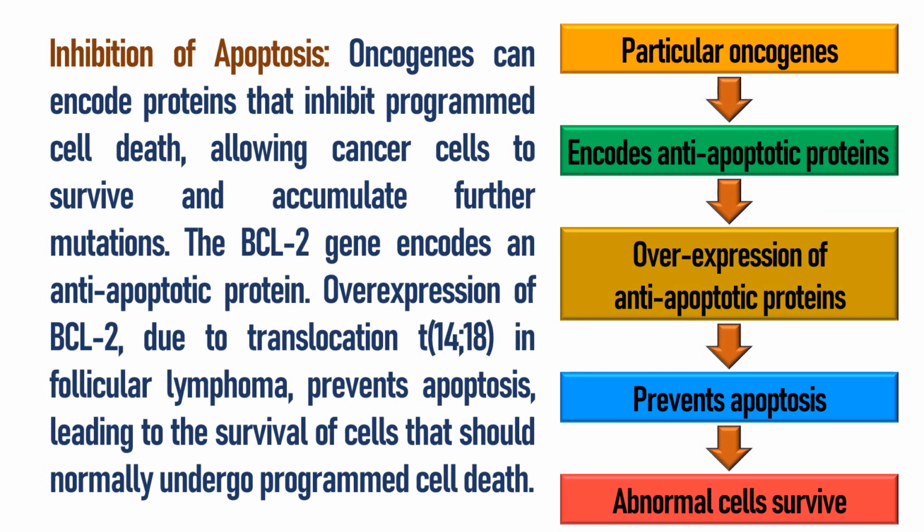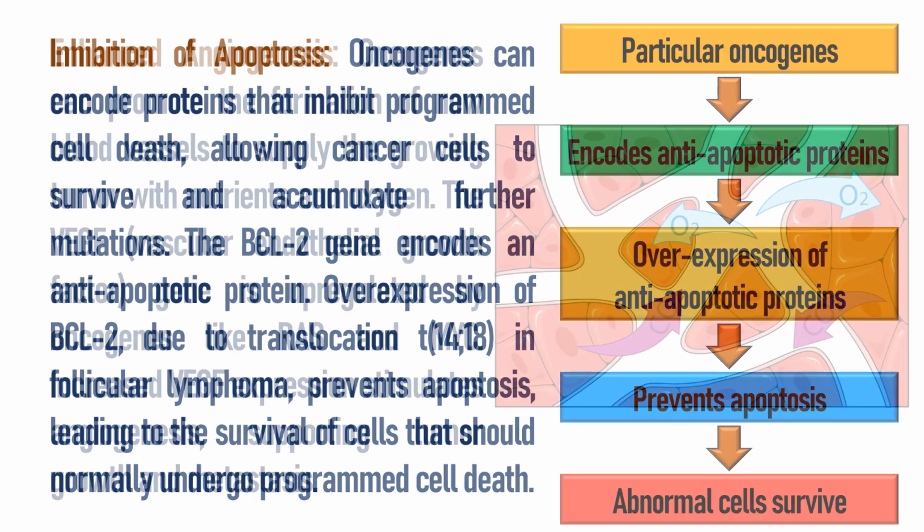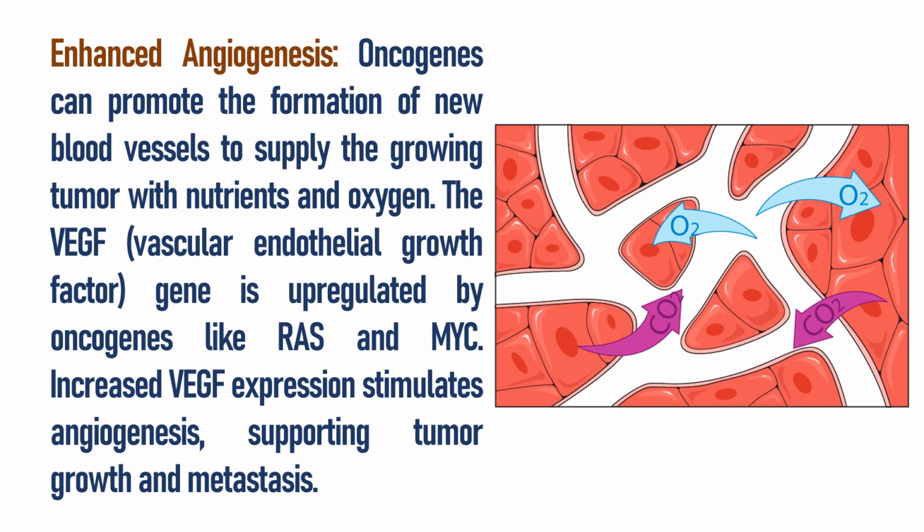Inhibition of apoptosis. Oncogenes can encode proteins that inhibit programmed cell death, allowing cancer cells to survive and accumulate further mutations. The BCL2 gene encodes an anti-apoptotic protein. Overexpression of BCL2, due to translocation in follicular lymphoma, prevents apoptosis, leading to the survival of cells that should normally undergo programmed cell death. Enhanced angiogenesis.